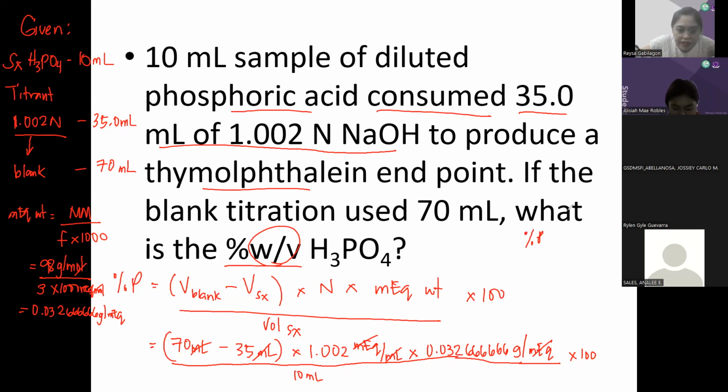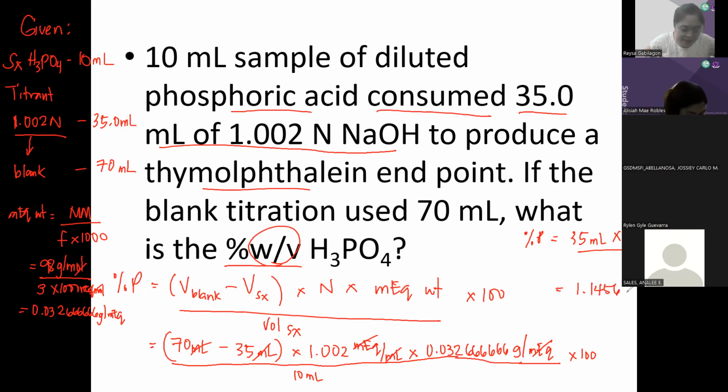We have here percent purity is equal to 70 minus 35. Of course, that's 35 mL times 1.002, yes, ma'am, times 0.032666666 grams. There is still grams left there. It can no longer fit, so times 100 on top. And then the 10 mL. So let's do the math. 35 times 1.002 times 0.0326.